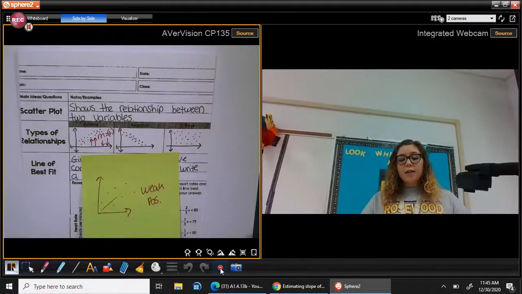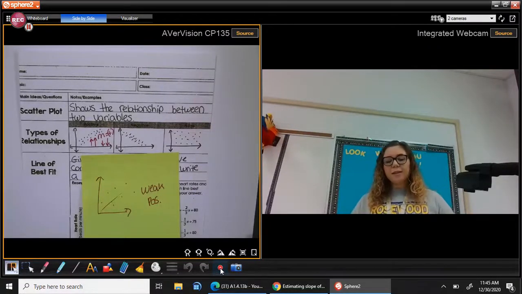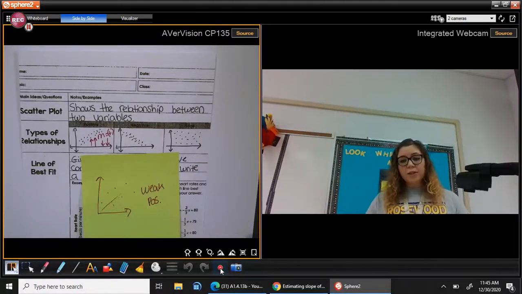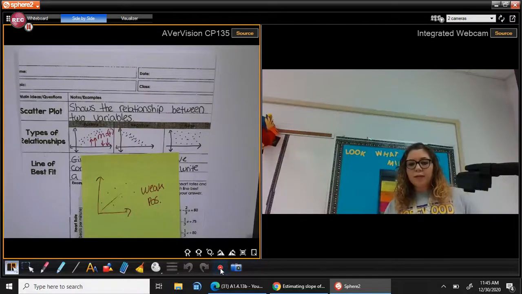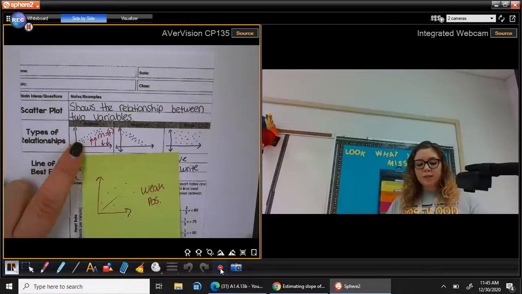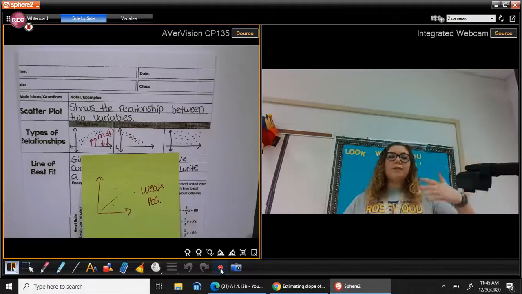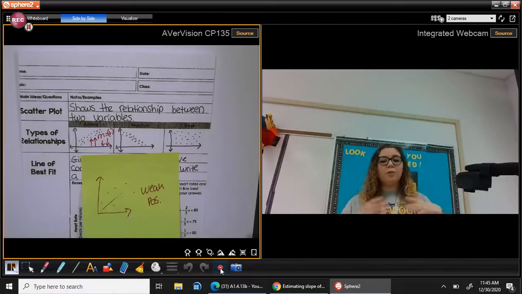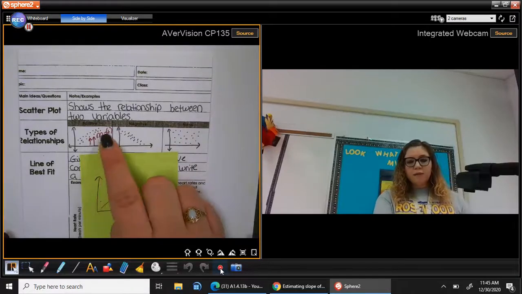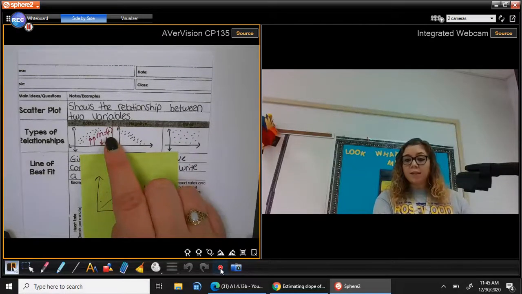Hey guys, so today we're going to learn about scatter plots, and scatter plots are really cool because they show us the relationship between two variables and what kind of relationship they have. There are three different kinds of relationships. The first one is a positive relationship. If we have a table of points and we plot them, and it's a positive relationship between the two, it's going to go in a positive direction and your slope is going to be positive.